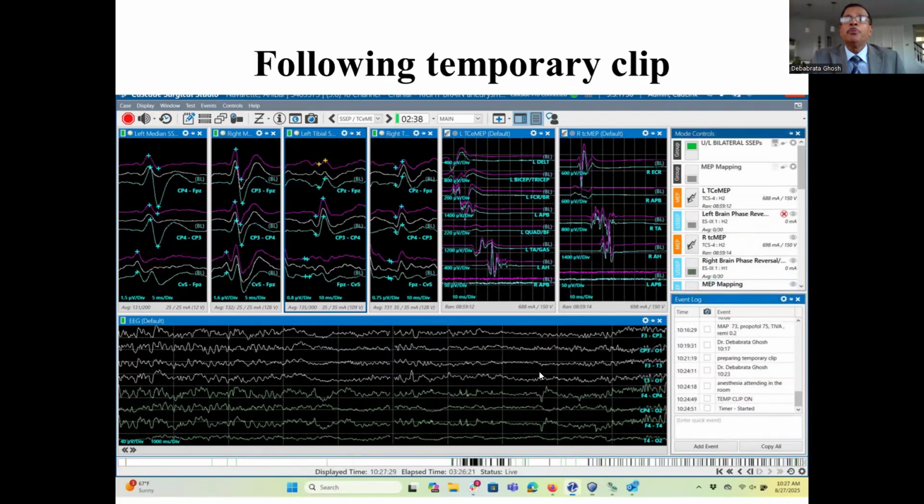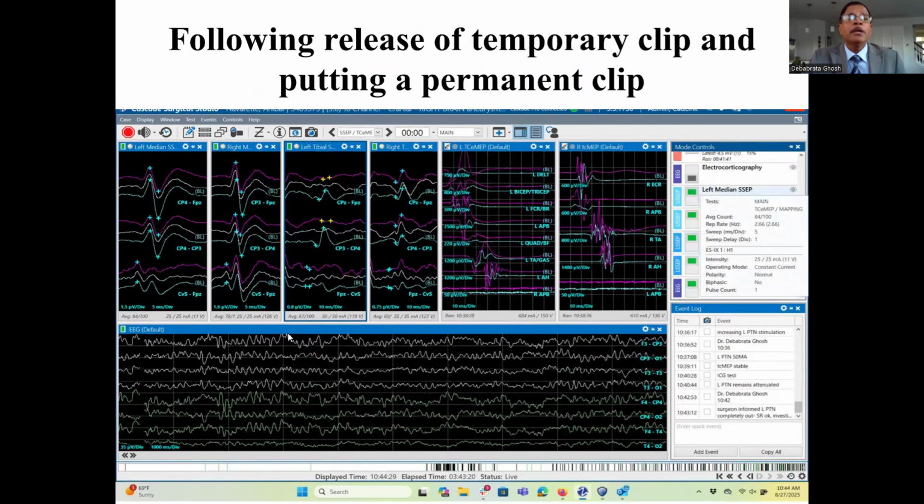After the surgeon put a temporary clip, we saw attenuation of the activity from the left median. All other SSEP responses are good. MEP responses are all normal. And there was very minimal burst suppression on EEG. The surgeon was informed and took out the temporary clip. Consequently, there was immediate improvement of the left median SSEP response.